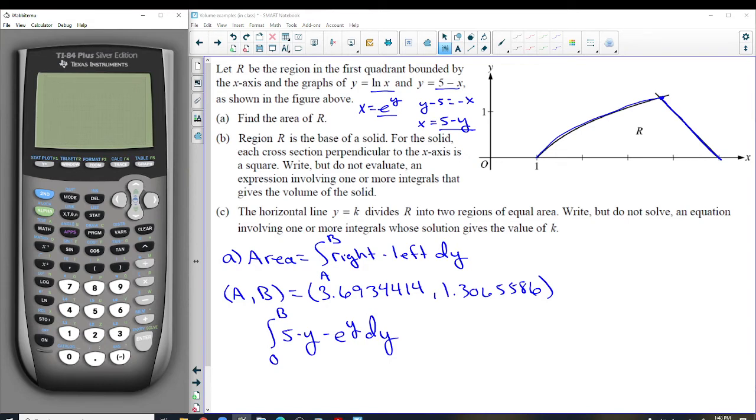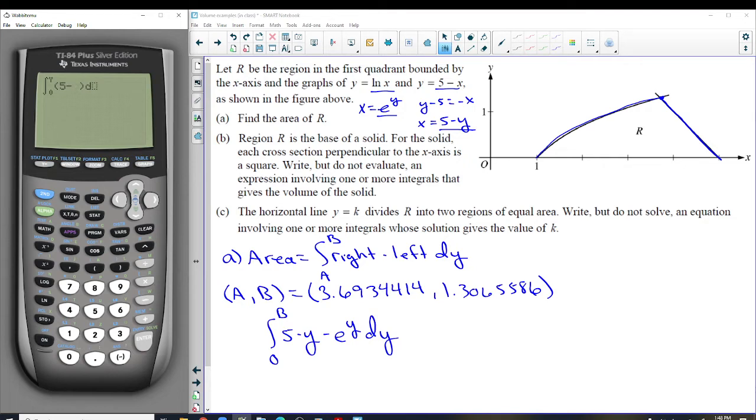So now because I did that intersection point, I can go math number 9. We can go from 0 to, you can type that number in if you want, 1.3065586, or you could go alpha 1, which is the y. So alpha 1, and that y is holding that number in there because we found the intersection point on the graph.